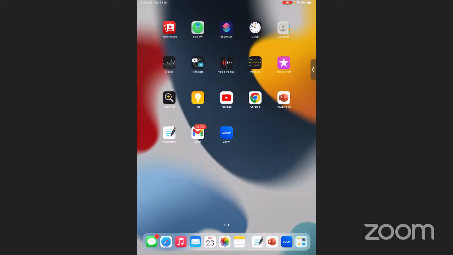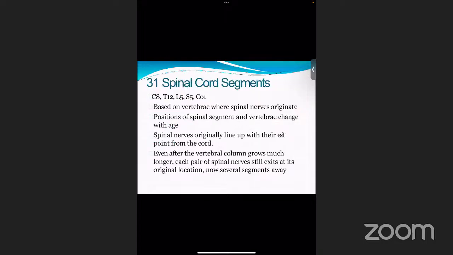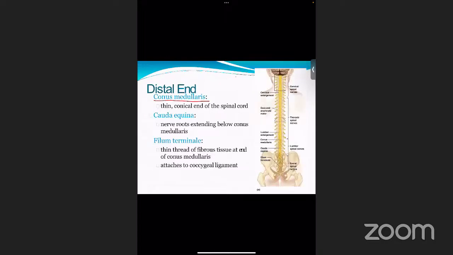Now again I come back to the PowerPoint. Okay, so what we have discussed, that this is covered by the different meninges and also the terminal end of the spinal cord. The terminal end of the spinal cord, it is conical in shape. So if you remember, we have one cervical dilatation and one lumbar dilatation. So this becomes conical in shape. This conical shape is called as conus medullaris.